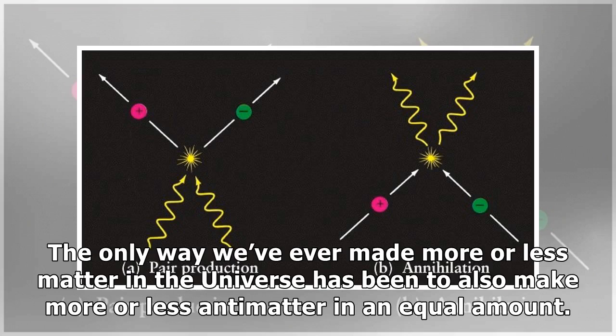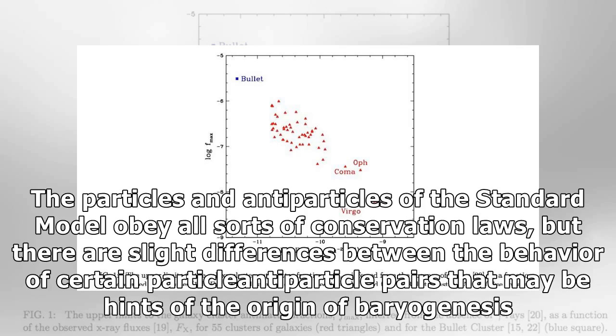The only way we've ever made more or less matter in the universe has been to also make more or less antimatter in an equal amount. The particles and antiparticles of the Standard Model obey all sorts of conservation laws, but there are slight differences between the behavior of certain particle-antiparticle pairs that may be hints of the origin of baryogenesis.